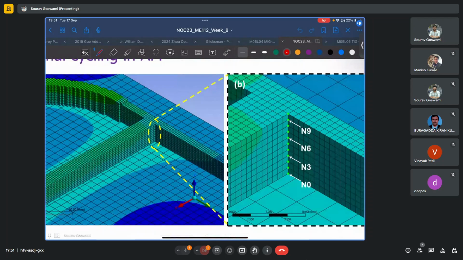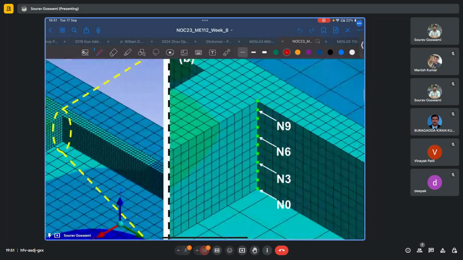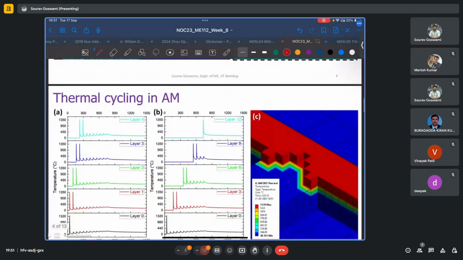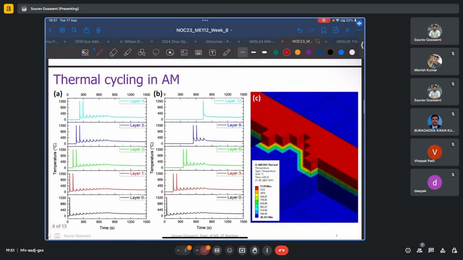So you see the macro geometry to the left, and I've just numbered these nodes as per the layer. So I picked one node at the contact of the substrate and the first layer, then N3, N6, and N9. And we built a total of 12 layers, and we'll check what the thermal history was at each of these nodes. And the total build time it appears was some 1500 seconds.